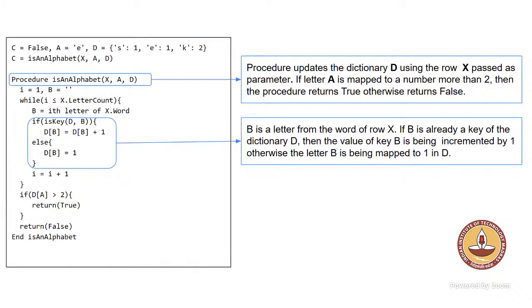B equal to ith letter of X dot word. So what is the ith letter of X dot word? Ith is nothing but the first letter. The first letter of X dot word is S.